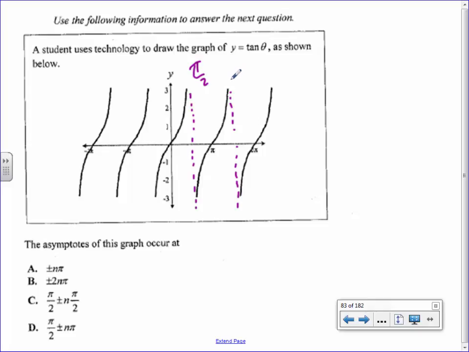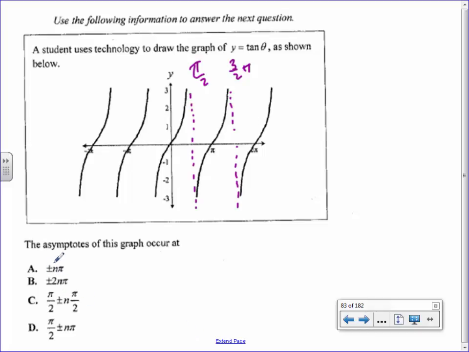Where's the next asymptote? 3 halves of pi. Right, because this is pi, that's 2 pi. So this is at 1.5 pi. So how far is it from pi over 2 to 3 pi over 2? 1 pi, yeah, the difference between them is 1 pi. So which one of these 4 answers best shows you where those asymptotes are?